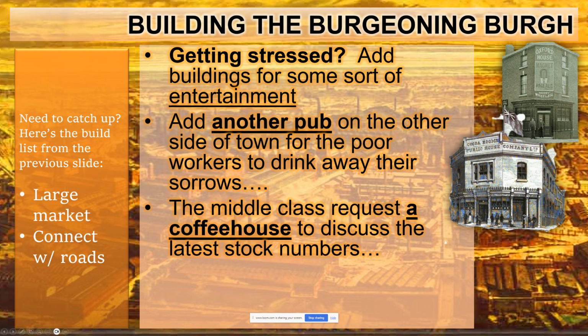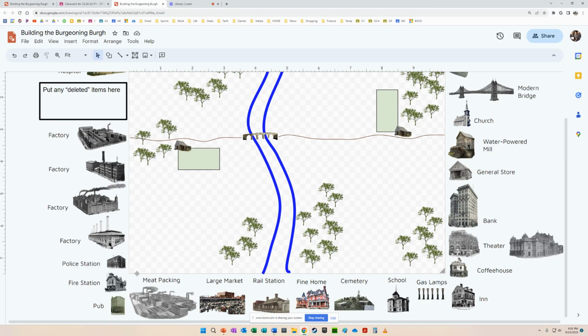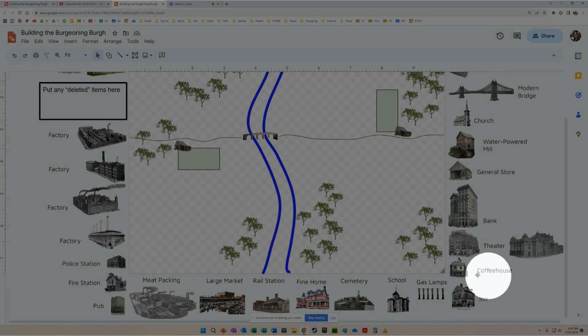The middle class, and yes, you do have middle class workers who are now in your city, are requesting a coffee house at the bottom right-hand side. What they want to do is get together and have some good times talking about the latest stock numbers and so forth. So a coffee house in the bottom right-hand corner. And then the elites of the town demand a theater. Do make sure, however, it's far away from those rowdy pubs, because you don't want those groups intermixing together. So bottom left is the pub, and then you've got the coffee house and the theater.